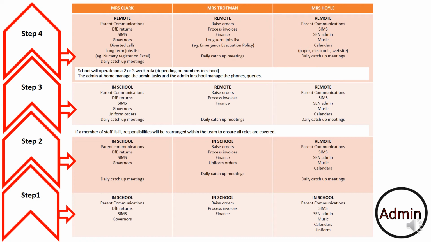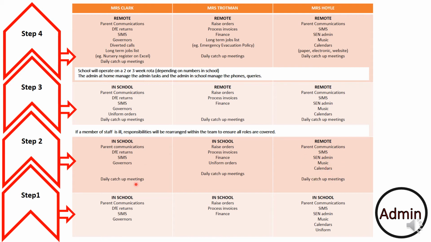So the admin team, Mrs. Clark, Mrs. Trotman and Mrs. Hoyle, at step 1 would all be in school. And these are the work areas that they work on. In step 2, as you can see, they would all be in school, but what we're suggesting is maybe one of them would be at home because they're having to self-isolate. And for example, in this one, it's Mrs. Hoyle, and she would be doing remote. So by doing remote, I'm just going to get the pointer up, she would be at home, and these would be the activities that she would do.